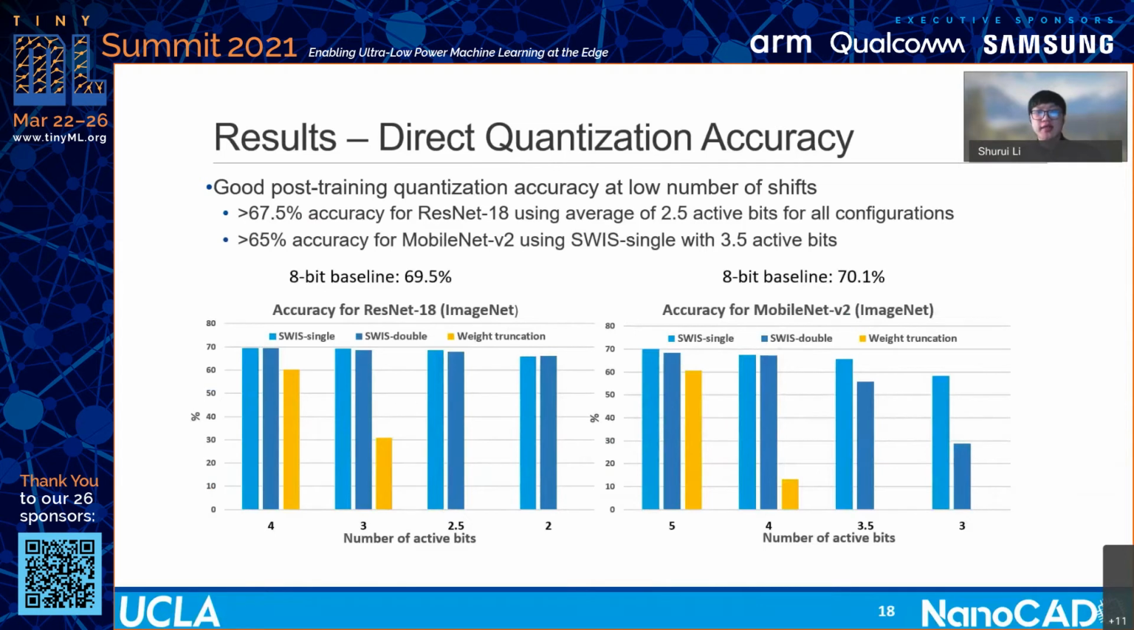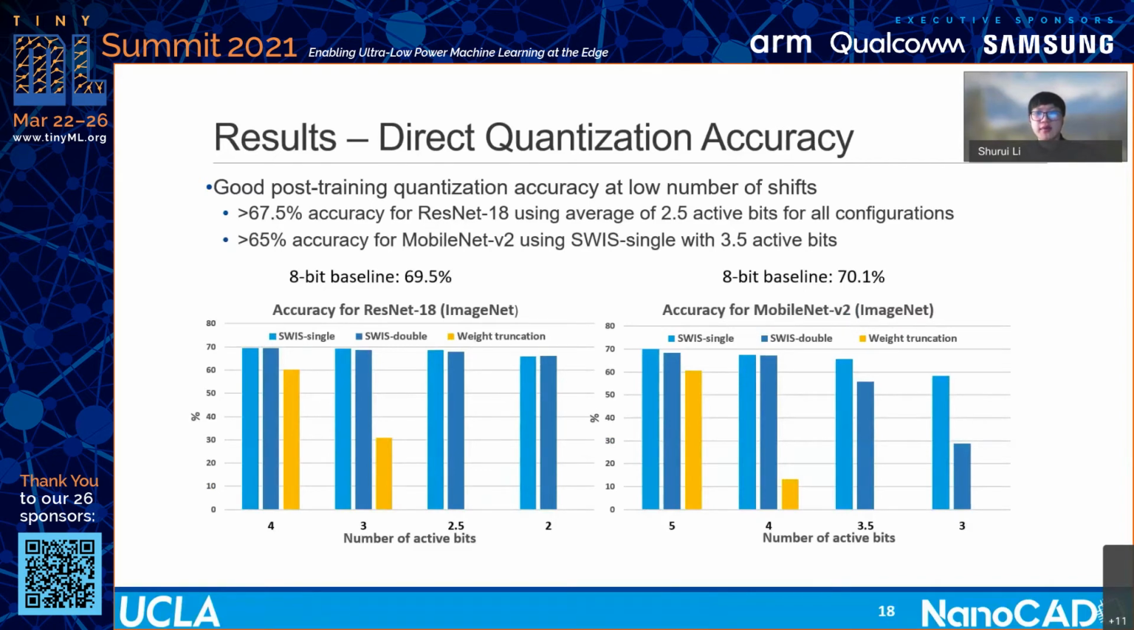So here we show the accuracy results for direct quantization. One goal of SWIS is that given a trained 8-bit network, SWIS can further compress it without training and without much accuracy drop. The group size is set to 4 for these results, which we found to be a good trade-off between performance and accuracy. However, the optimal group size might not be 4 for some cases, and it depends on the user's target.